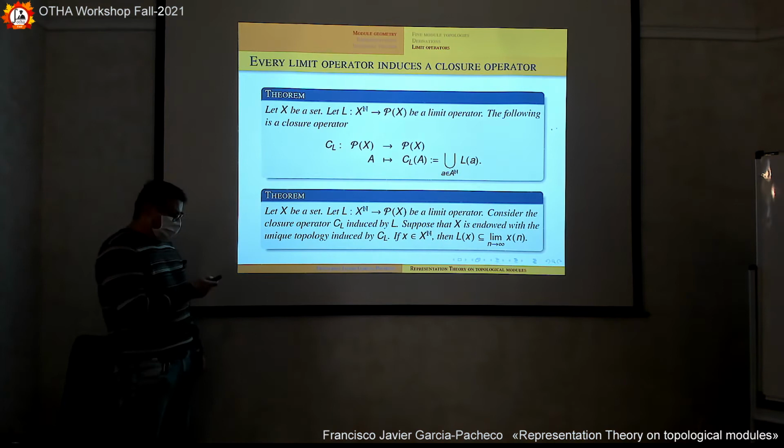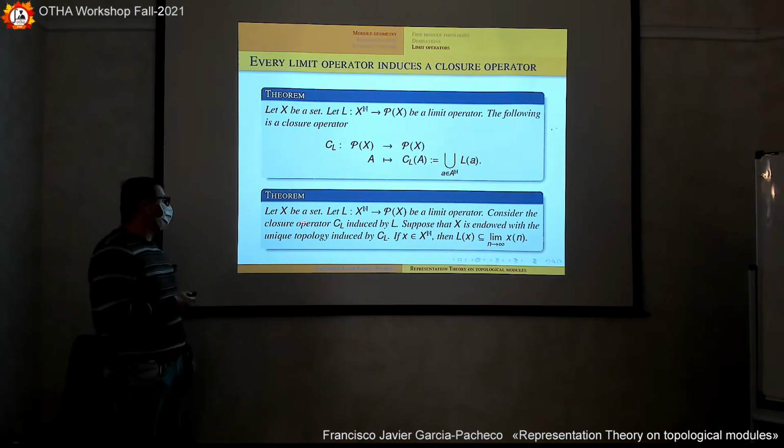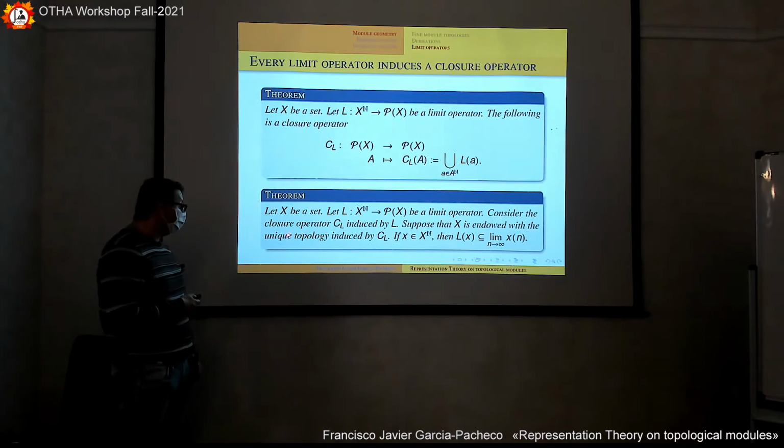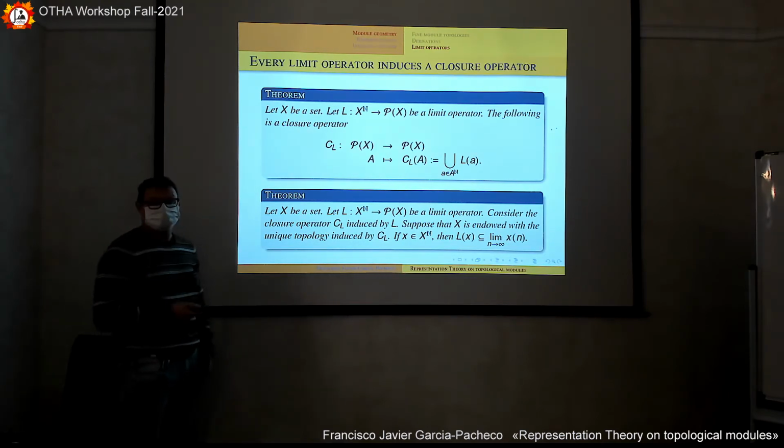So finally, if you have a limit operator, if you consider the closure operator induced by the limit, and if you endow X with the unique topology induced by the closure operator, then L of X is contained in the limit as n tends to infinity of X_n for every sequence of X, where this is the usual limit in this topology.